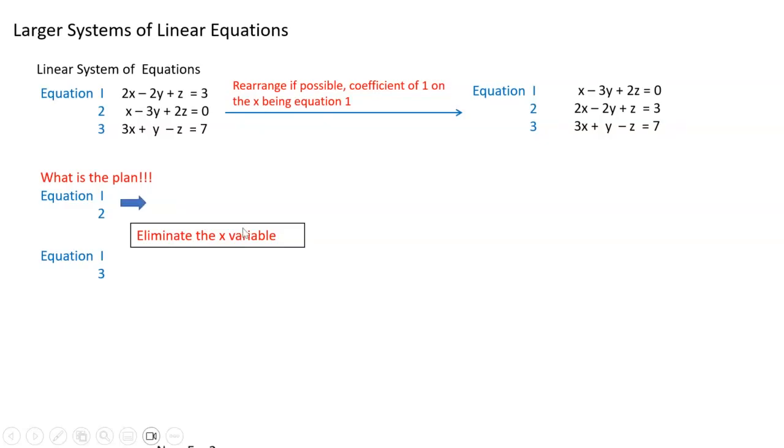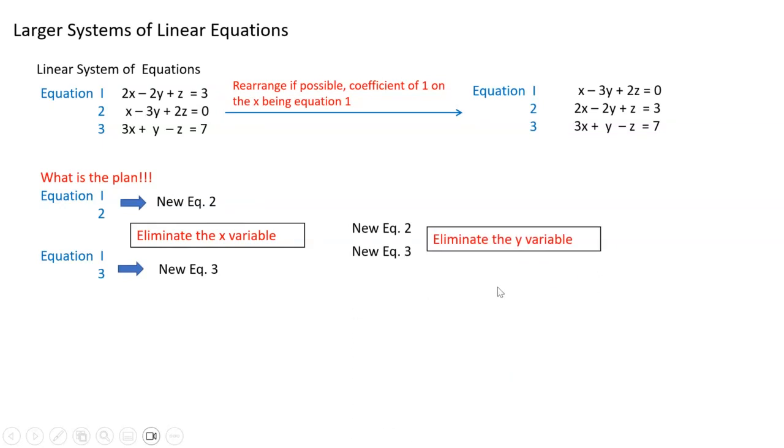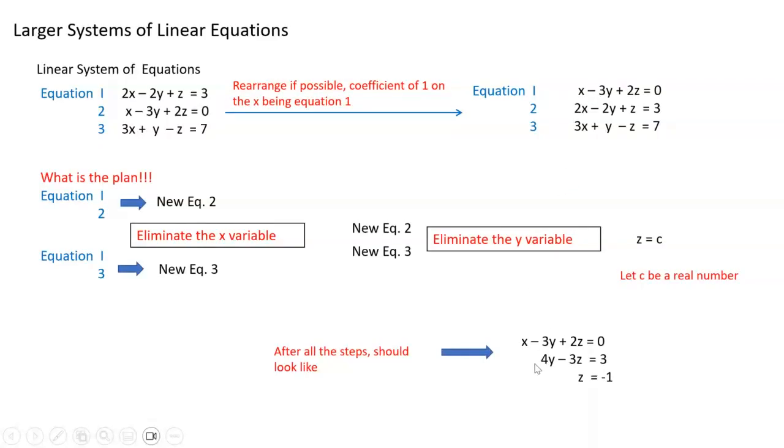After you do that, you'll have a new equation 2 and a new equation 3. Then I'm going to take the new equation 2 and the new equation 3 and eliminate the y's. Then after that, you're going to get something like z equals c, where c is a real number. After you make all these executions, this is what your equation should look like. This is equation 1. Equation 2, we got from the second step. And equation 3 was when z equals a number. So I'm going to show you how to go from the three equations to something like this at the bottom that you'll be able to use back substitution.